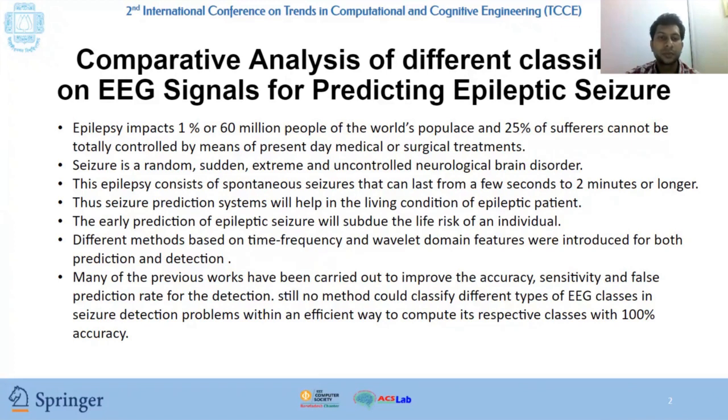The early prediction of epileptic seizure will reduce the life risk of an individual. Different methods based on time, frequency and wavelet domain features were introduced for both prediction and detection. Much work has been done to improve the accuracy, sensitivity, and false prediction rate for detection. Still, no method could classify different types of EEG classes in the seizure detection problem in an efficient way to compute its respective class with 100% accuracy.